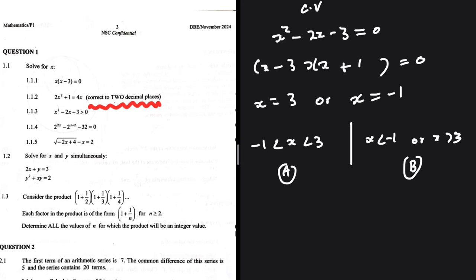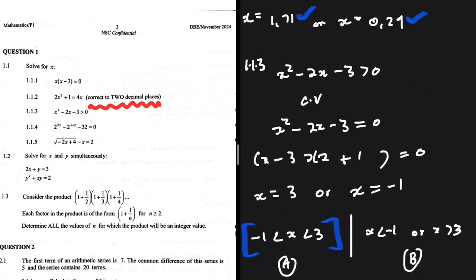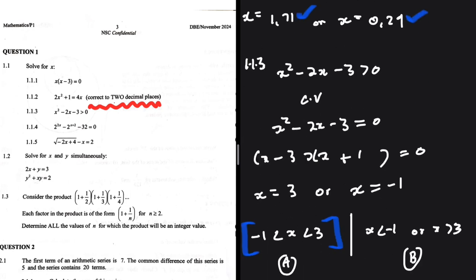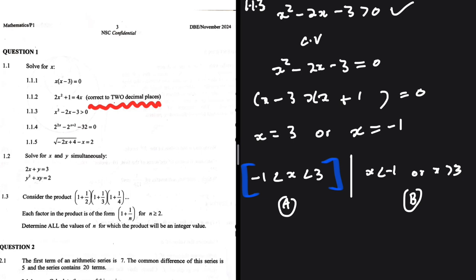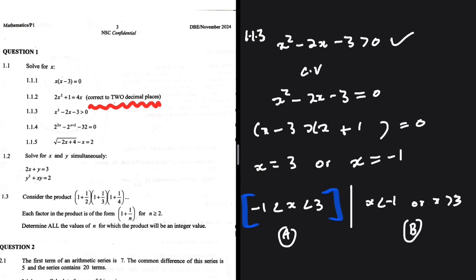So how do we therefore test which solution is correct? I'm glad you asked. Take a look at this. So we can substitute a number that exists in this solution, right? A number between minus 1 and 3 is 0. If we substitute that number in our equation and our condition, well, our inequality is satisfied, then A is our solution. But if that is not the case, then B becomes our solution automatically. So let me substitute 0.